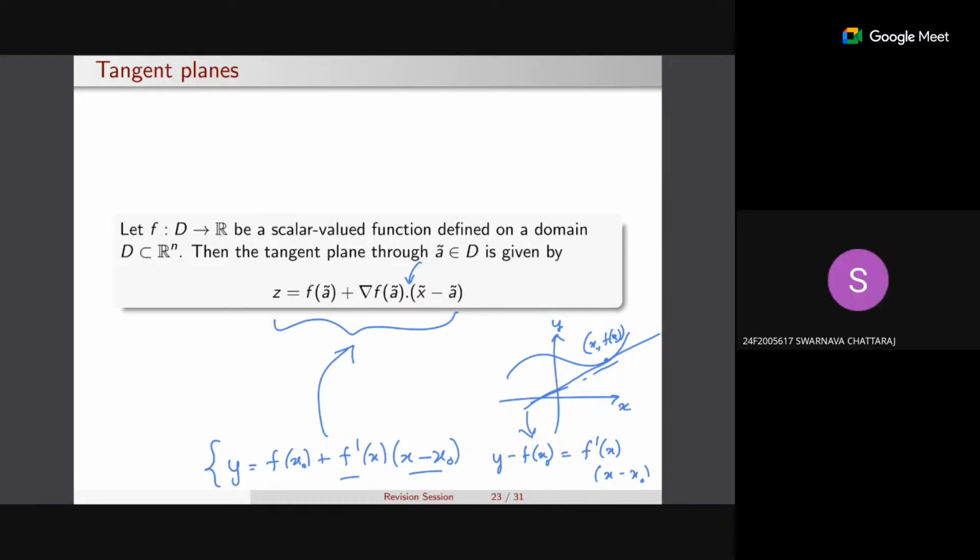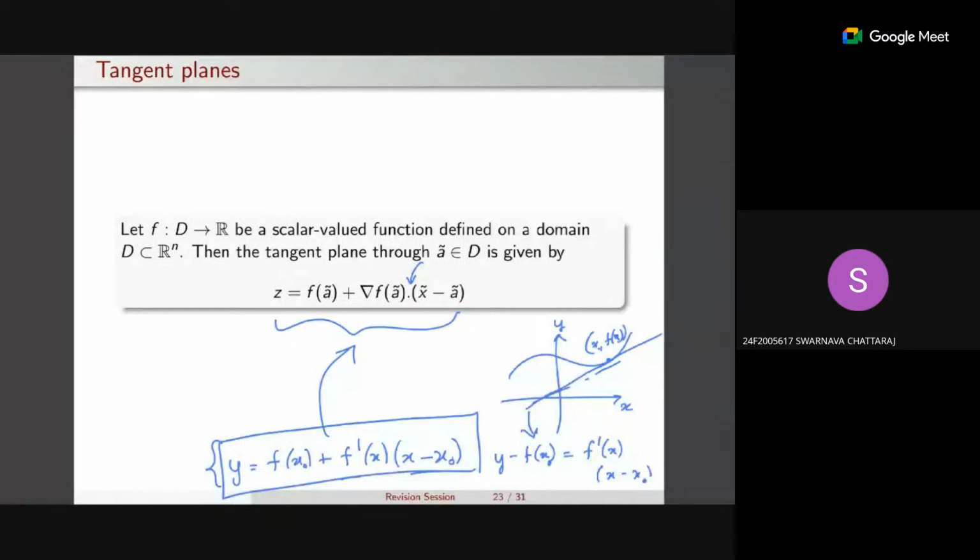The proof you're talking about? I'm not talking about the proof. I'm saying how to remember this, how to think of this. This is just the multivariable version of this formula. So this formula is fine, right?